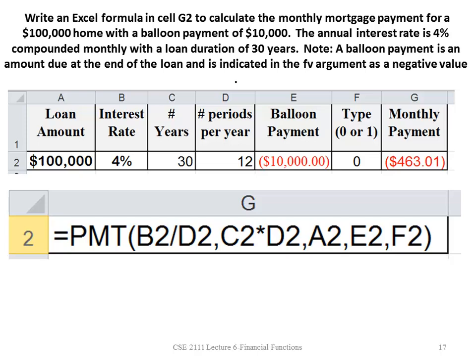There's our payment function that we're putting in there. We're putting it in cell G2. Notice our future value argument is cell E2 because now we are going to owe $10,000 at the end of this transaction because we are going to make a balloon payment at the end. And the balloon payment is just one large sum that we will pay at the end.